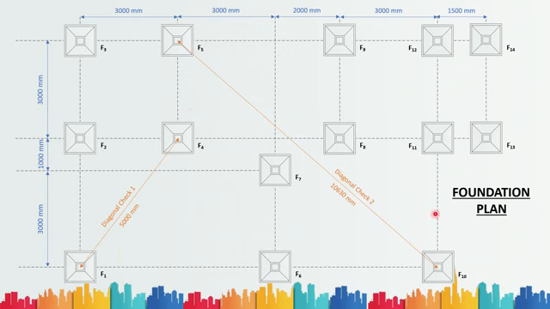Based on the size of your foundation plan, you can add many more diagonal checks, but from a student's point of view, I think when you're drawing a foundation plan, two diagonal checks are good enough.